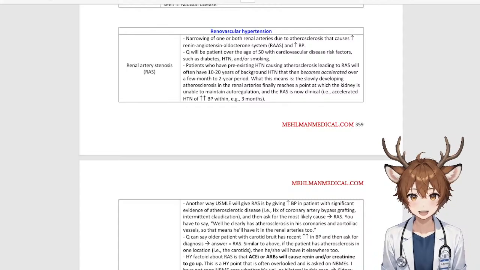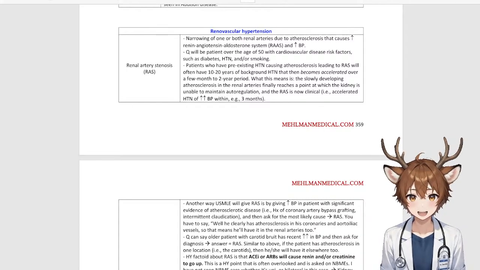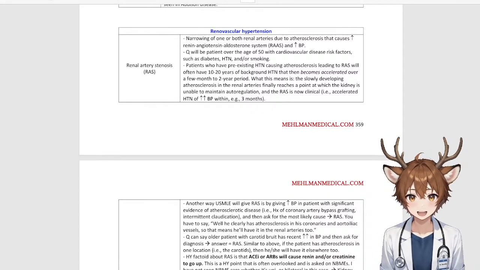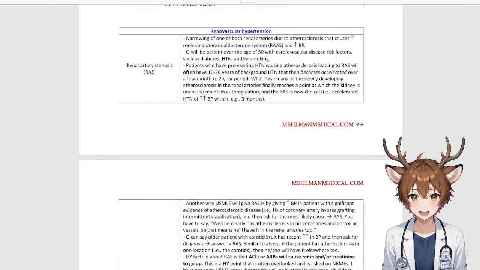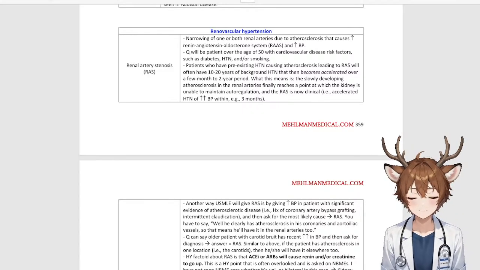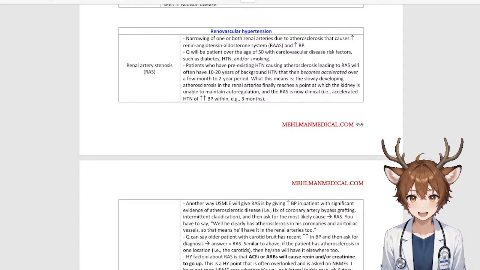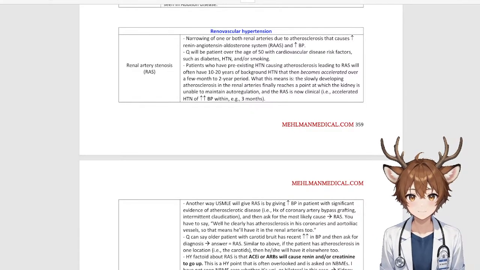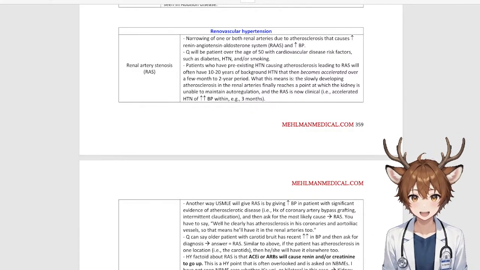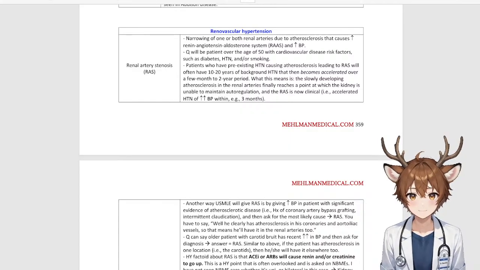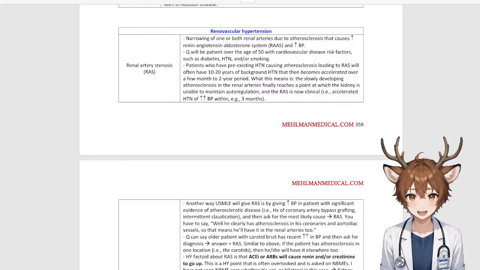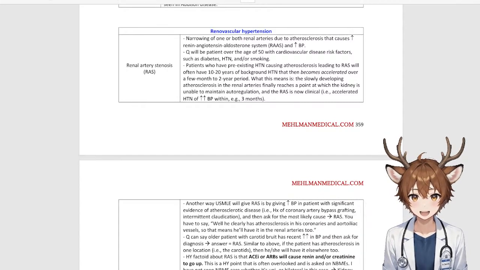Renal artery stenosis: narrowing of one or both renal arteries due to atherosclerosis that causes an elevated renin-angiotensin-aldosterone system, RAAS, and elevated blood pressure. The question will be a patient over the age of 50 with cardiovascular disease risk factors such as diabetes, hypertension, and/or smoking. Patients who have pre-existing hypertension causing atherosclerosis leading to RAS, or I should say renal artery stenosis. Don't confuse RAAS with RAS, so renal artery stenosis.